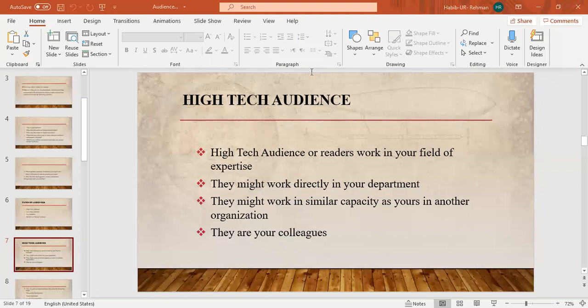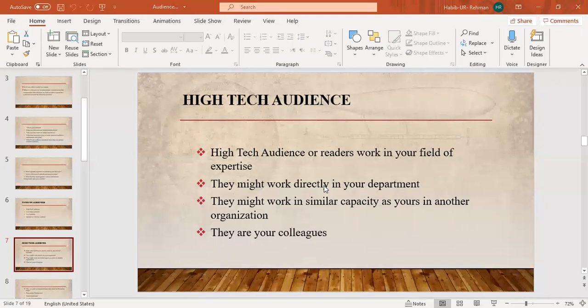High tech audience are workers or readers who work in your field of expertise. For example, you are a computer scientist, and your colleague or the person who is reading your message or communication also belongs to the computer science department. So that will be high tech audience. They might work directly in your department.